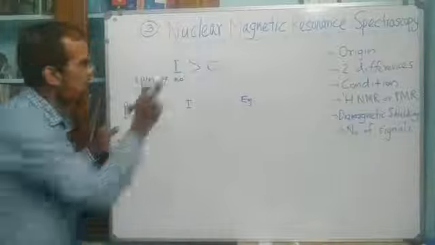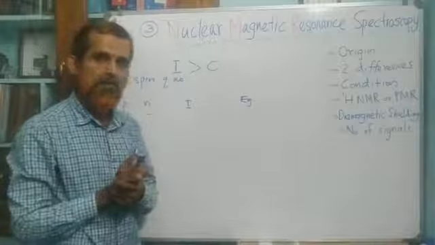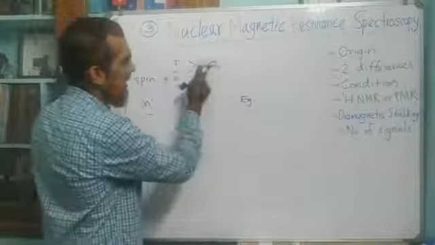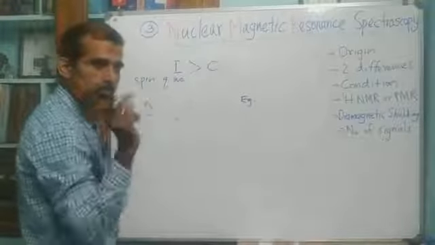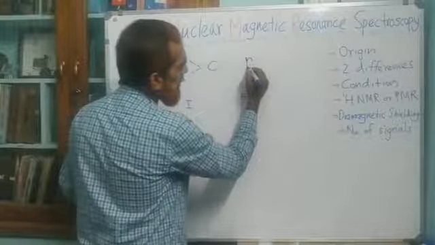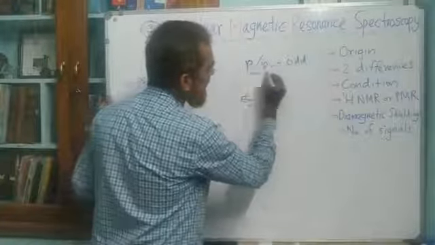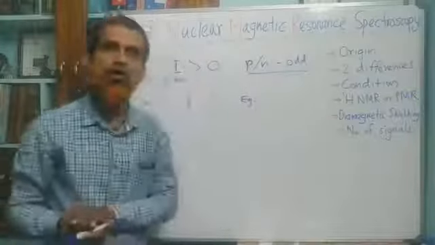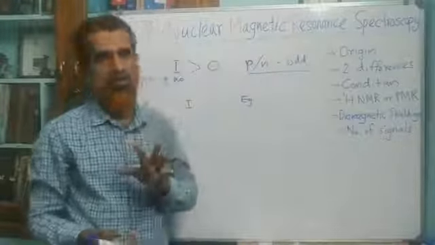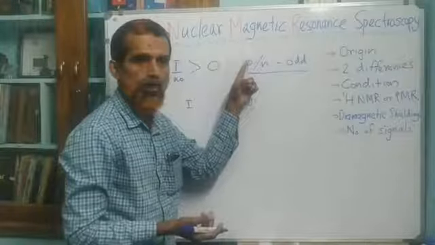Remember, for I to be more than 0, the selection rule for NMR activity, or the necessary and sufficient condition for NMR activity, is that I should be more than 0, or it should have a finite value, for which the condition is that the number of protons or neutrons or both should be odd. This is the point. When I is more than 0, you can easily predict that the number of protons or neutrons or both should be odd. At least one of the number of protons and neutrons should be odd.